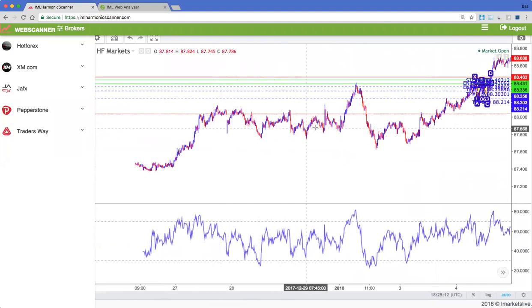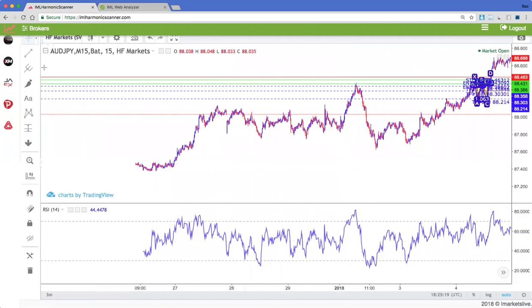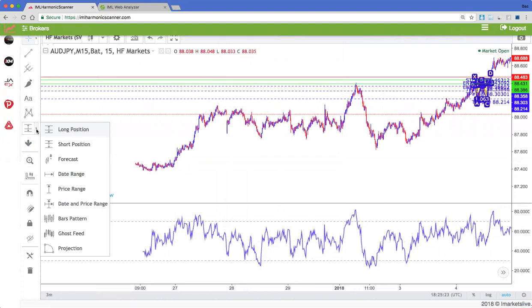Like here, perfect example. It's in the range of RSI, and basically this is just one range. I don't know if I can count, if I can show it here.